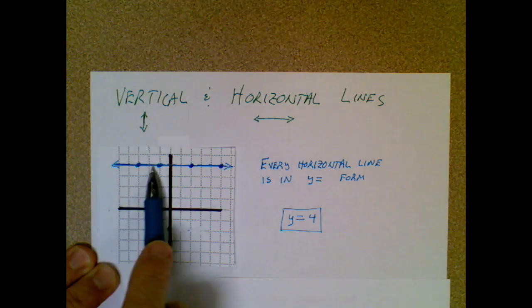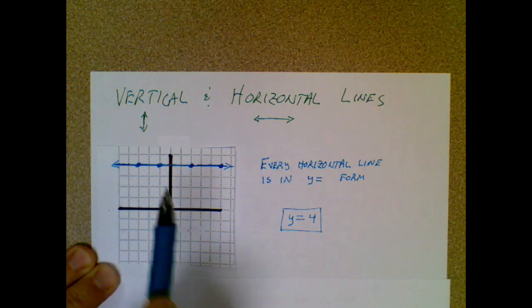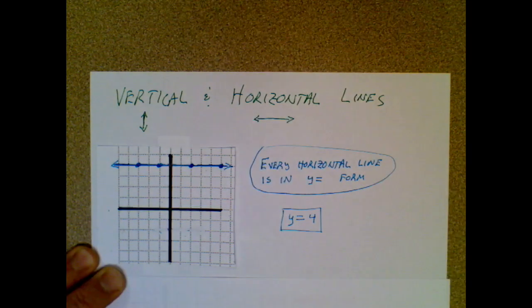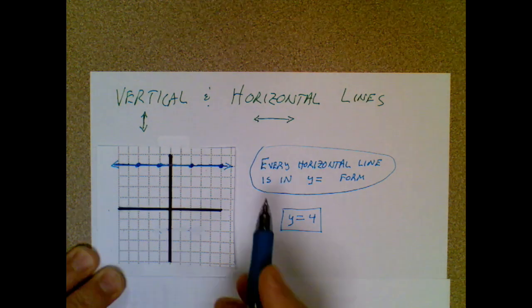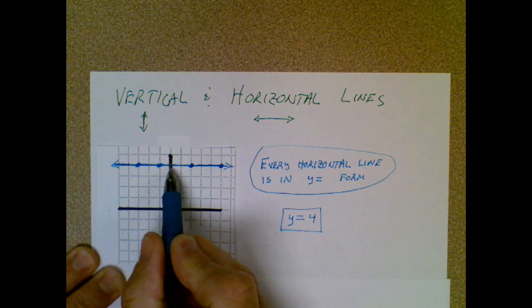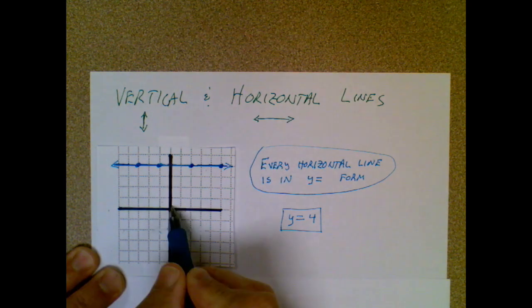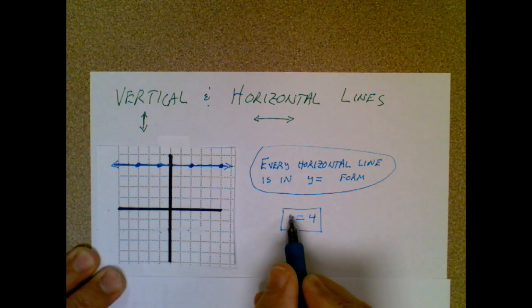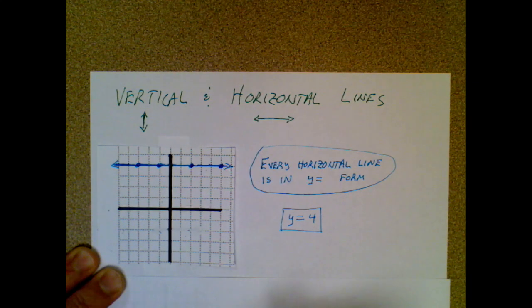So here I have a blue horizontal line, and you just have to memorize or use this statement. Every horizontal line is in y equals form. So if I took a look at this line and I looked how far up the y-axis was it? I go 1, 2, 3, 4. It's 4 units high up along the y-axis. So we will just say this is the line y equals 4.